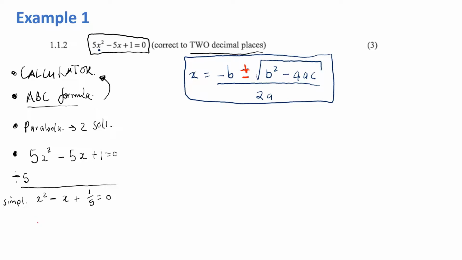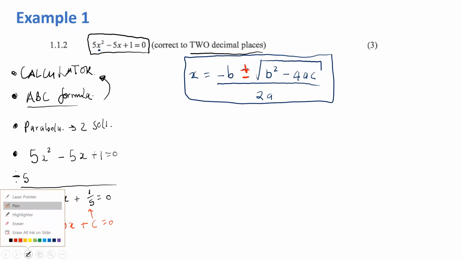generically, this equation is written as ax squared plus bx plus c equals 0. So there you can see, in this example, the a is 1, the b is minus 1, and the c is 1/5 or 0.2. Okay, and now we just have to fill it all in.